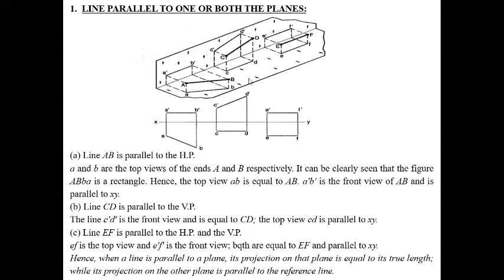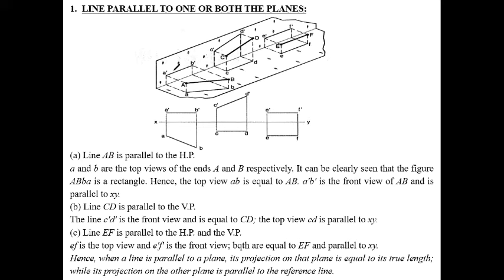Now you see here the AB line. First we consider the AB line. This is the HP and this is the VP. Okay. So the AB line is parallel to the HP and at an angle with the VP. So first we draw the AB. So AB will be this line. So when you see it from the top view, this is the AB line. And if you see the front view, if you project it, you get A dash and B dash.